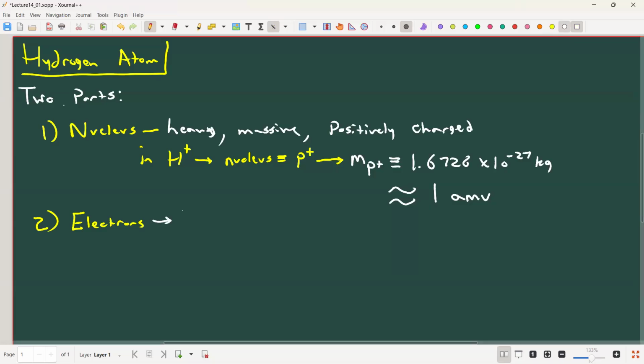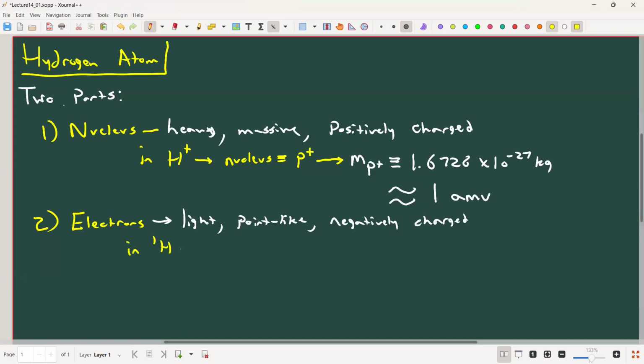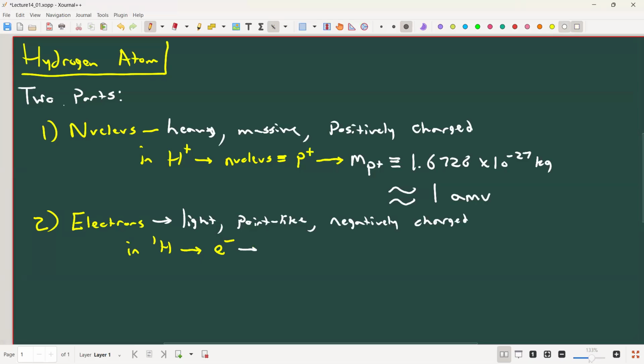Of course, electrons are light. They're point-like, right? They have no shape, right? And they have negative charge. And again, not particularly frightening concepts, nothing new. But just as a note, we write electrons as e minus and protons as p plus. So anytime you see that, that's what I mean.